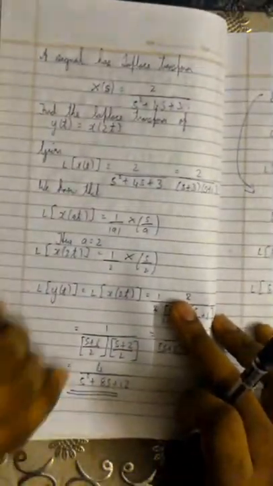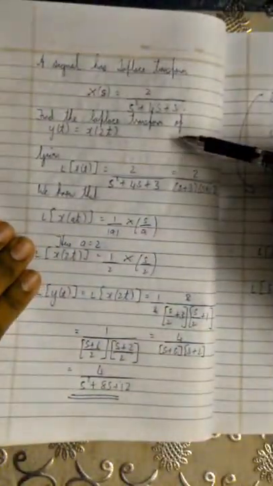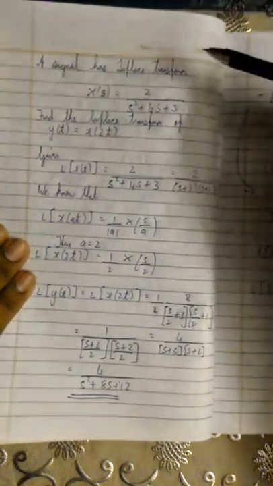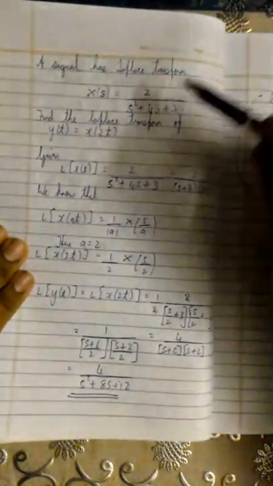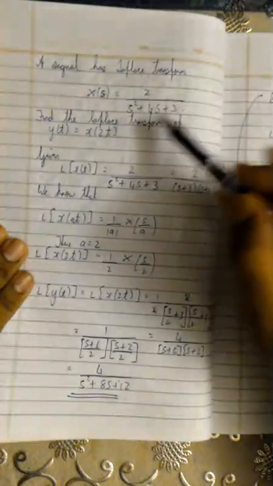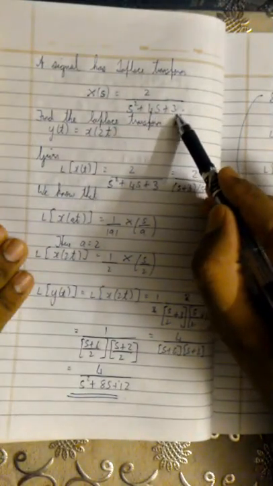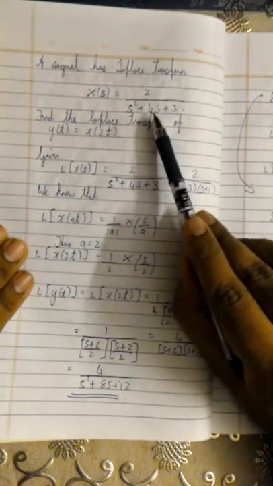Okay, so when do we apply the time scaling property? It is applied for those questions such as this one. If you look over here, a signal has a Laplace transform of X of s equal to 2 by s square plus 4s plus 3. Okay, so this is my Laplace transform.